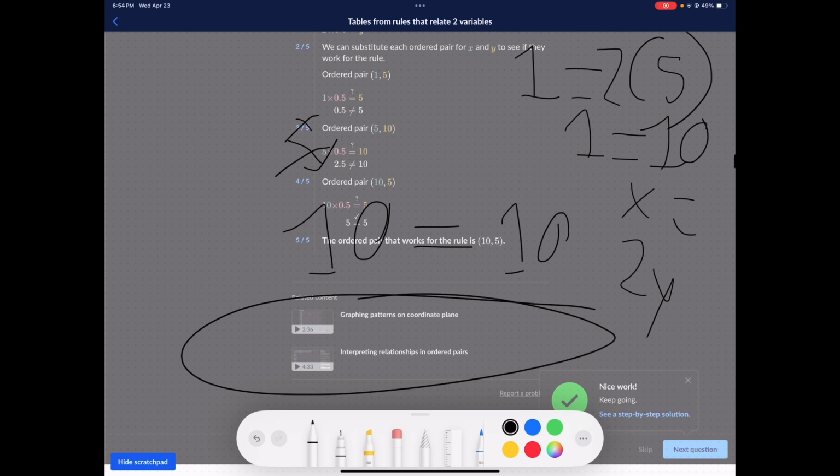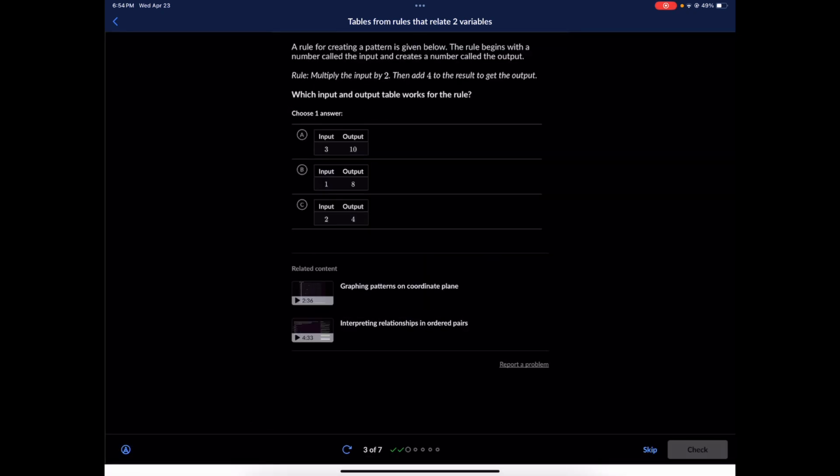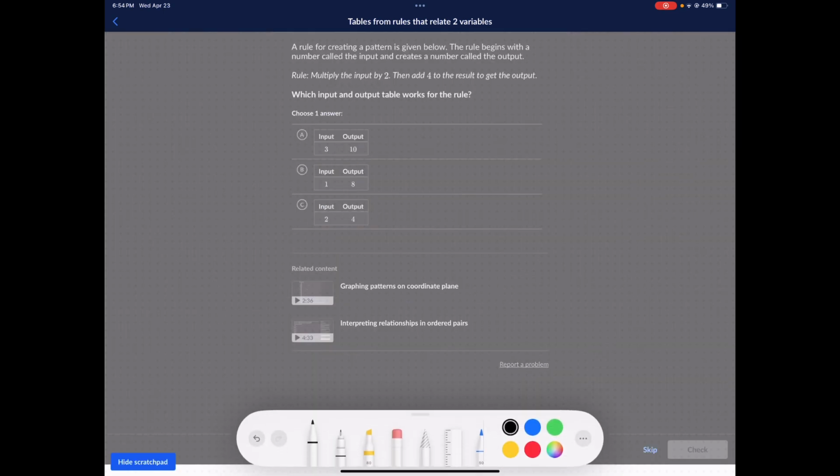And happy studying! Okay, a rule for creating a pattern is given below. The rule begins with a number called the input and creates a number called the output. Multiply the input by 2 and add 4 to the result to get the output. The input is equal to x, and the output is equal to y. So we need to find a value that will result in 2x equal to y.